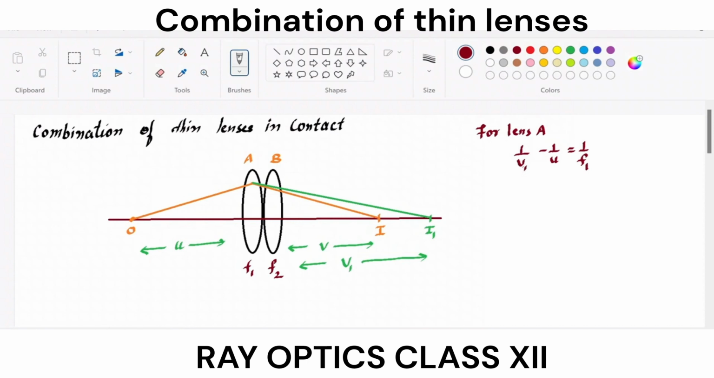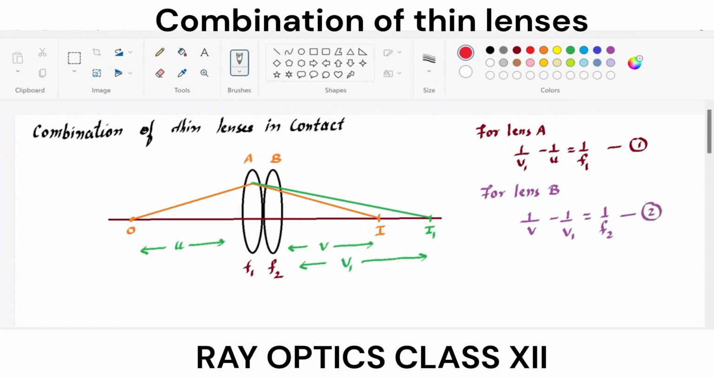What is 1 by V1? The image formed by the first lens. This is our equation 1. Now we know that the image formed by the first lens acts as an object for the second lens. Let me repeat. The image formed by the first lens acts as an object for the second lens. So for lens B, 1 by V minus 1 by V1. This is the final image, and 1 by V1 because this is acting as an object for the second lens, equals 1 by F2. This is equation number 2.